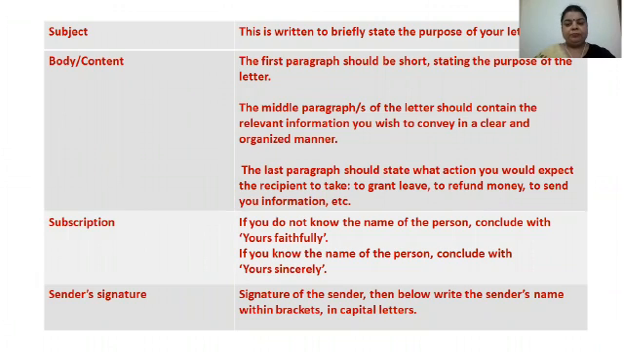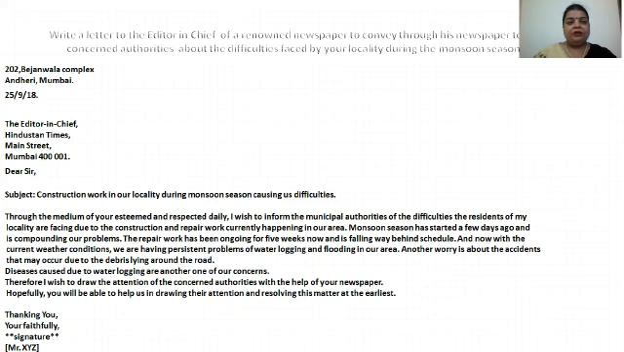The body or the content can be written in paragraphs, where the first paragraph should be short, stating the purpose of the letter. The middle paragraph of the letter should contain the relevant information you wish to convey in a clear and organized manner. The last paragraph should state what action you would expect the recipient to take. For example, to grant leave, to refund money, to send you information, etc.